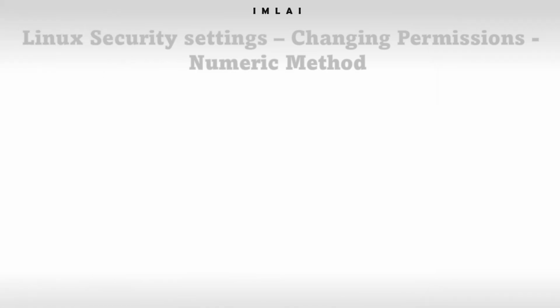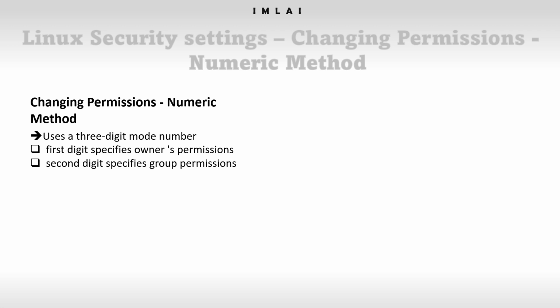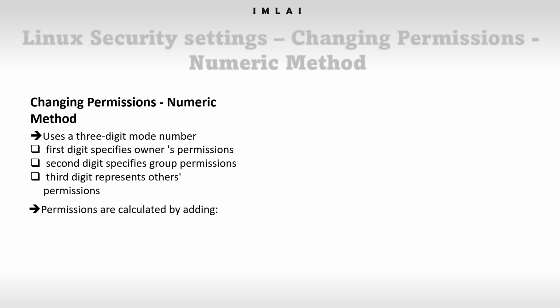So now we will specifically look into changing permissions in the numeric method. For that we use a 3-digit mode number. It's actually octal that we have discussed earlier. The first digit specifies the owner's permissions. The second digit specifies group permissions. The third digit represents others' permissions. So permissions are calculated by adding the numbers.